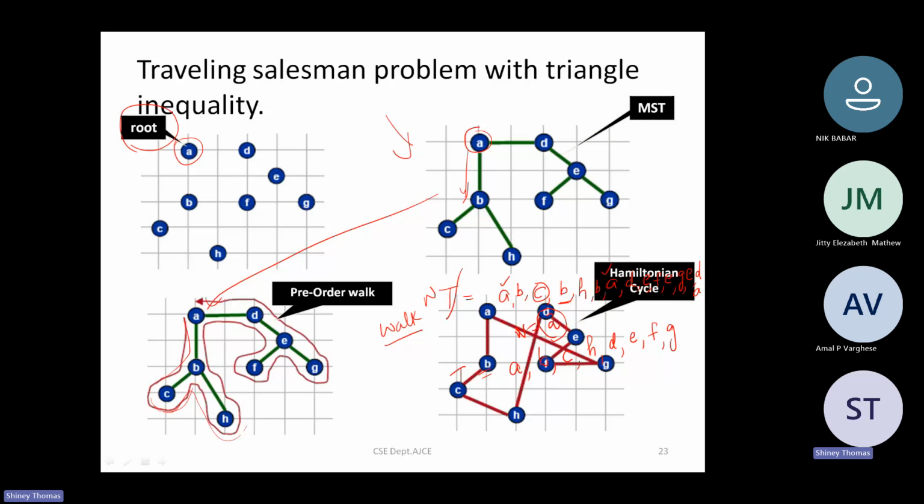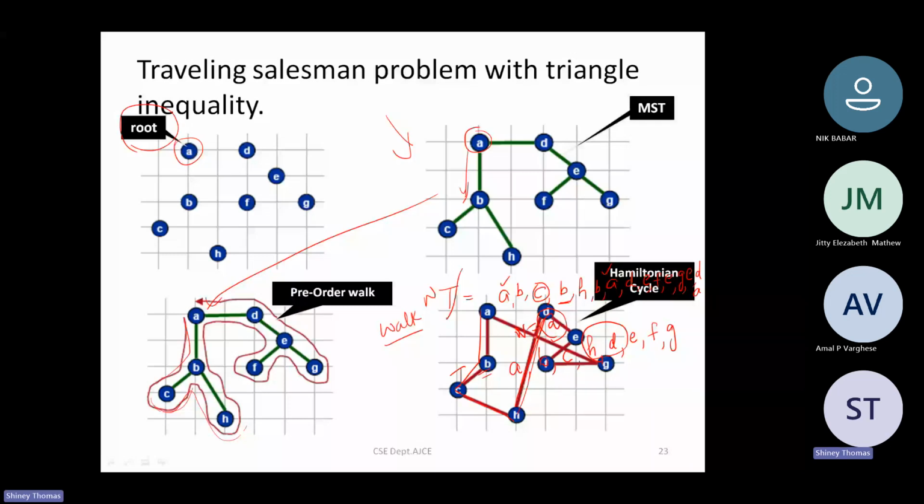Visit one by one. So first was A, right? So A to B, B to C, C to H. Then what comes next? After H, what is it? Look at that. D. So H to D, see, look at the new path. That is a Hamiltonian cycle. You're visiting along this pre-order walk and forming a Hamiltonian cycle. So D, E, F, G.